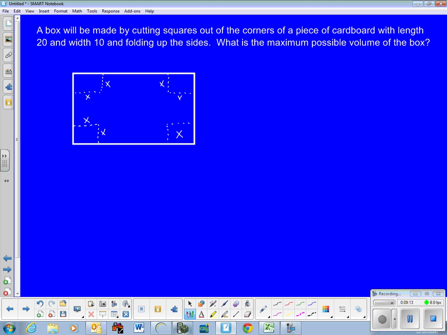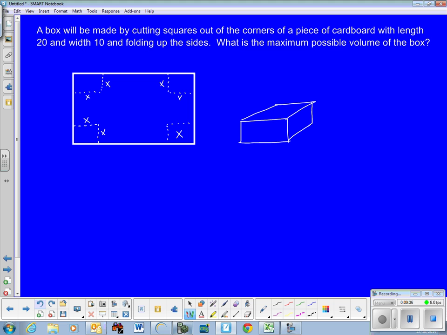All right, so if we, let's see, we're going to get a box that looks like this. It won't have a top on it, but if you cut those squares out and then take what's left over, and fold it up, and then you would kind of tape the corners together or something, you would be creating a box.